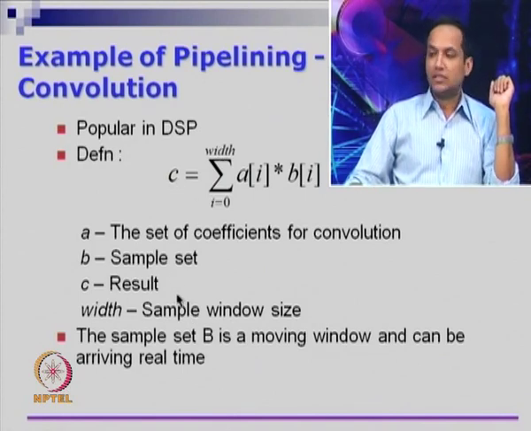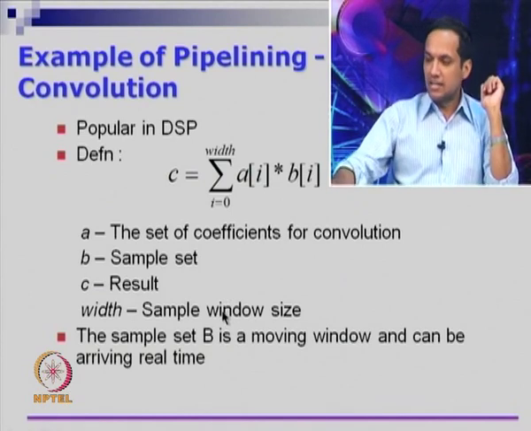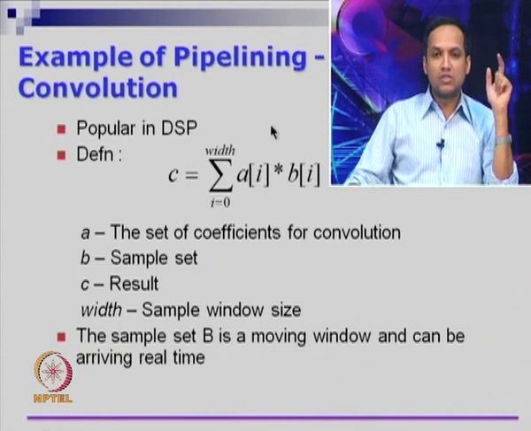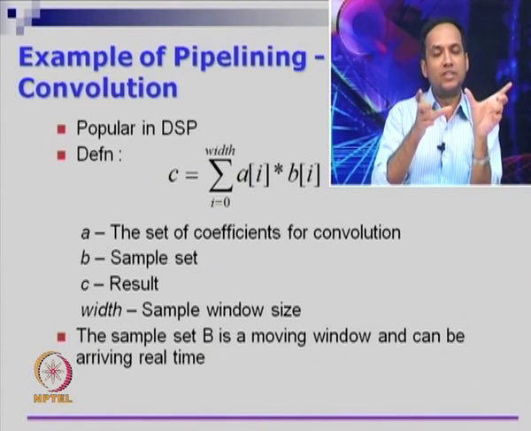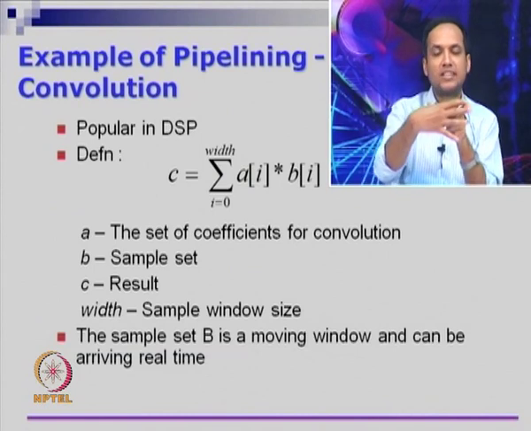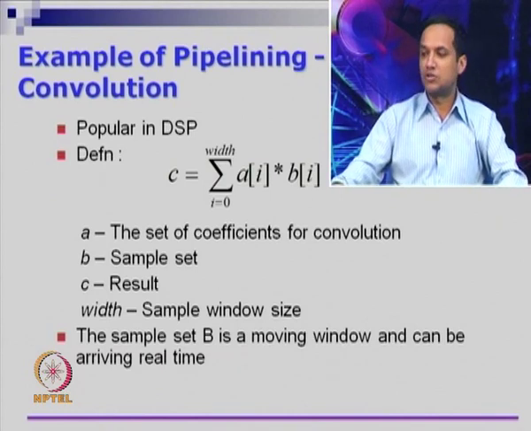The result is eventually stored in C. So the sample set is essentially a moving window and can be arriving in real time. So if you change I equal to 0 to width, whatever the width of the window is, you are processing that, and then you move the window and then you process this once more and so on. That is what convolution does.